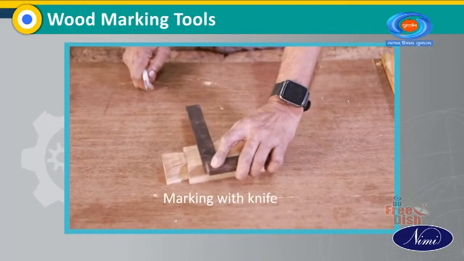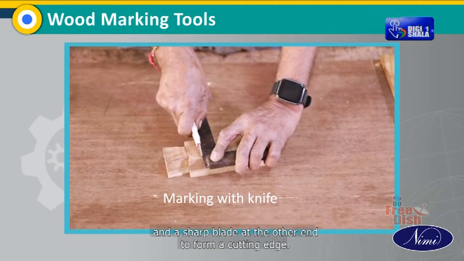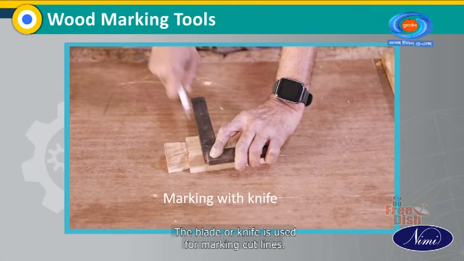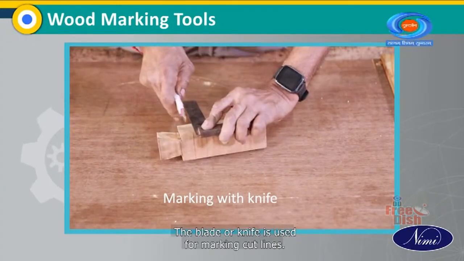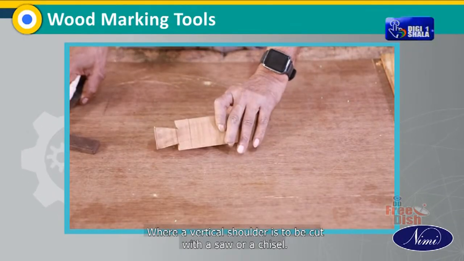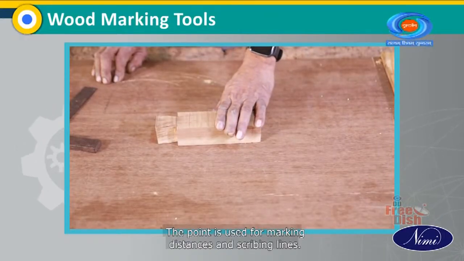Marking knife. It is made of steel fashioned to a point at one end and a sharp blade at the other end to form a cutting edge. The blade or knife is used for marking cut lines where a vertical shoulder is to be cut with a saw or chisel. The point is used for marking distances and scribing lines.